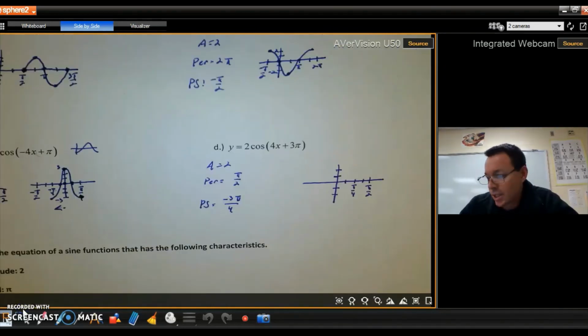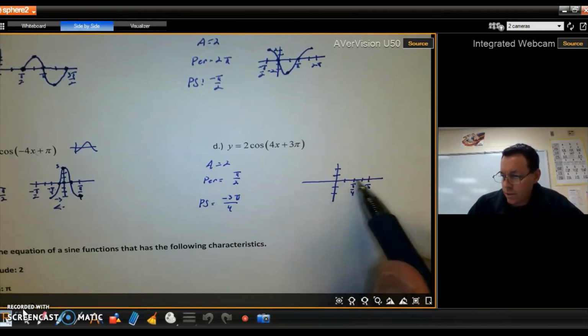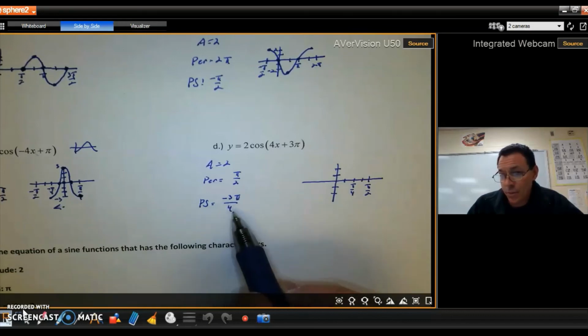All right, so I'm going to take a look at this from this point. I found all my information, the amplitude, period, and phase shift. Okay? And then I went ahead and made my x and my y axis, and I labeled those. So that now I can take a look at it. The period was pi over 2, so there's how far we went. But the phase shift is negative 3 pi over 4.